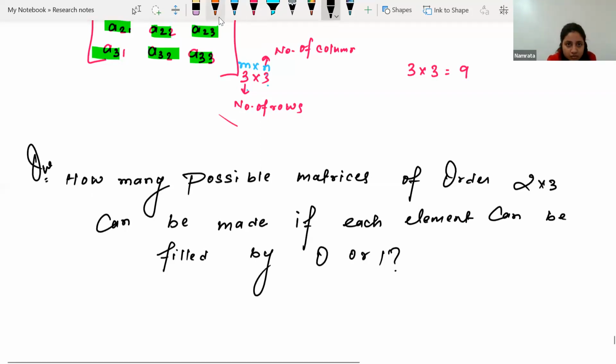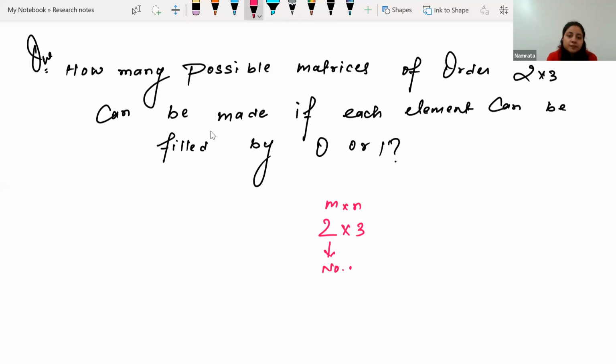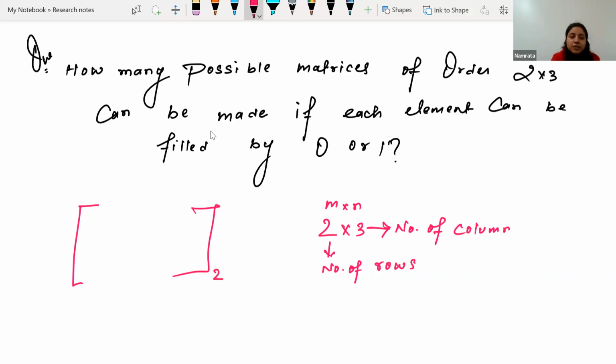So let's solve it. The order of the matrix is given as 2 cross 3, which is like m cross n, where the first number m represents the number of rows, and the second number, 3, represents the number of columns. So we have to make one matrix of order 2 cross 3. That means 2 rows and 3 columns will be there. This is the first column, this is the second column, and here we have the third column.